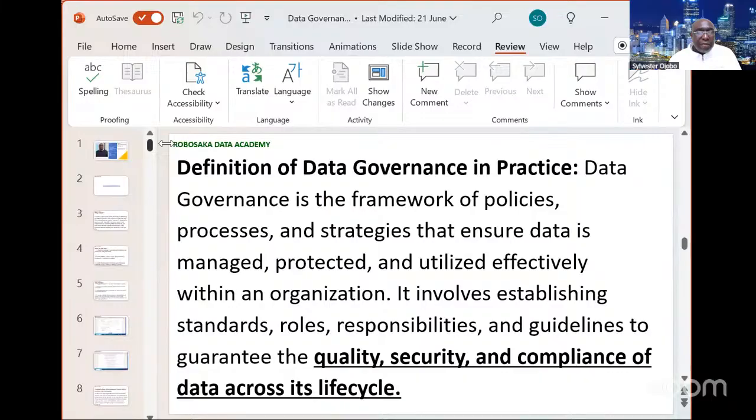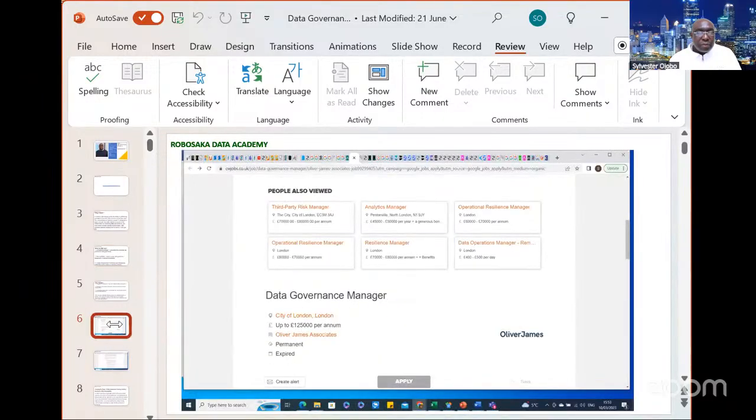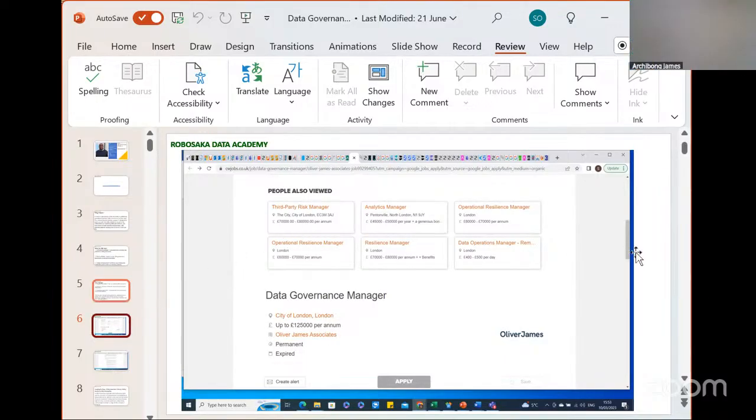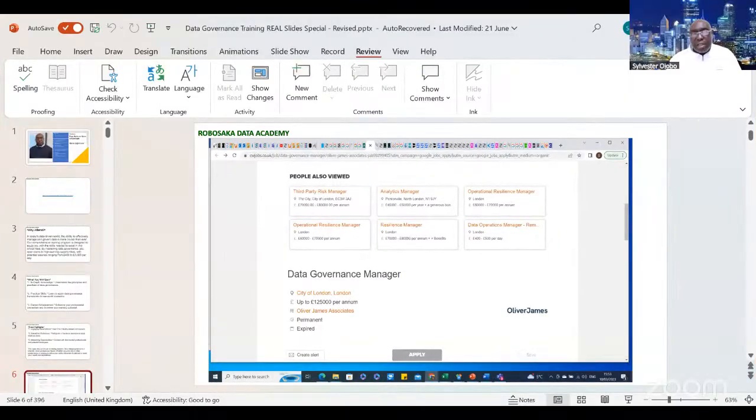But let me go to the beginning. Can you see that? Though it's very small. Can you see it? Not quite. It's just more like fine print. Can you see it?